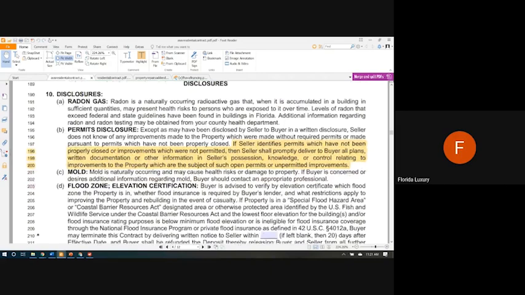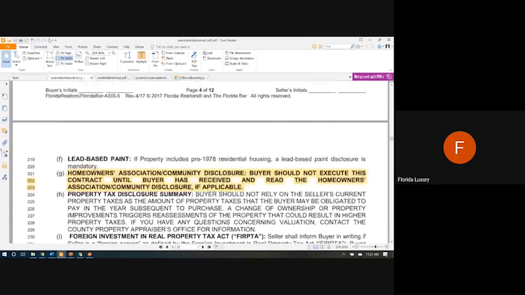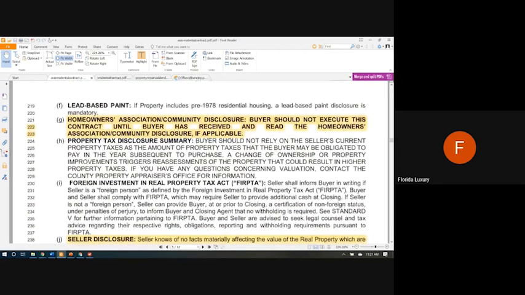Flood zone, I won't touch too much on that one. Now, HOA or community disclosure. This is in here. Excuse me, I'm so sorry. And I guarantee you, most agents have no idea. The buyer should not execute this contract until the buyer has received and read the homeowners association disclosure, if applicable. It's all caps.